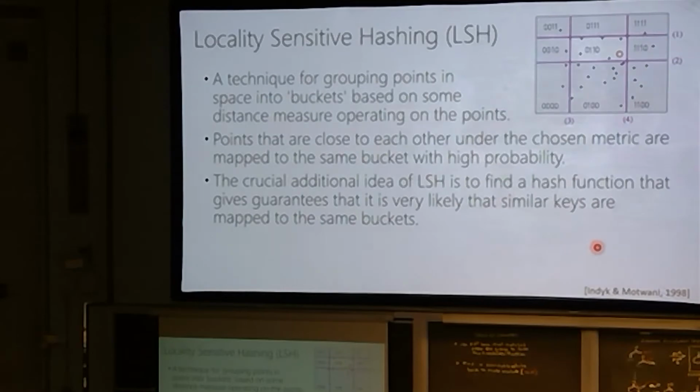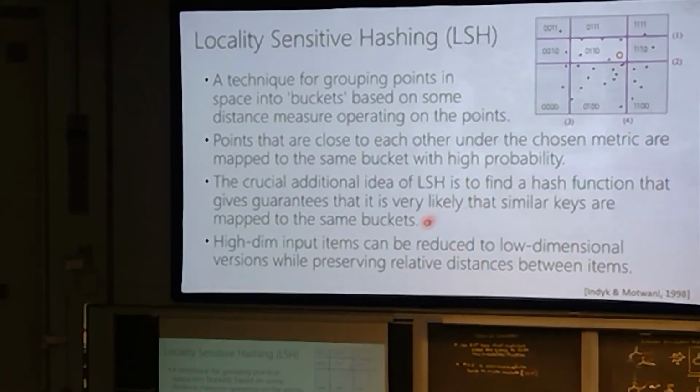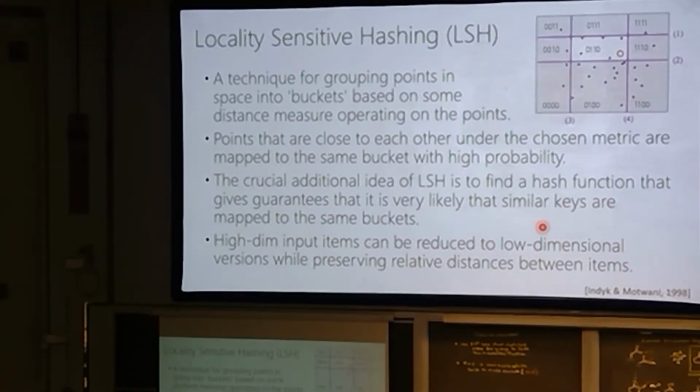The crucial idea, if you're used to thinking of hash functions, is that you're trying to reduce collisions, right? You want unique hits, and with this, you actually want to group things together if they're close according to this metric. Another way you can think of this is you're taking high dimensional inputs and reducing them to a low dimensional version while preserving the distances. And that low dimensional thing is going to be the hash.